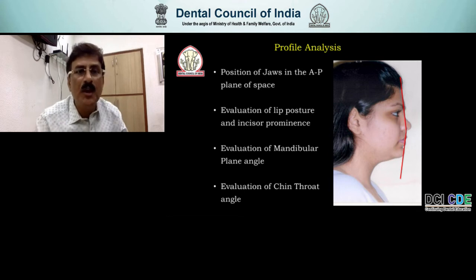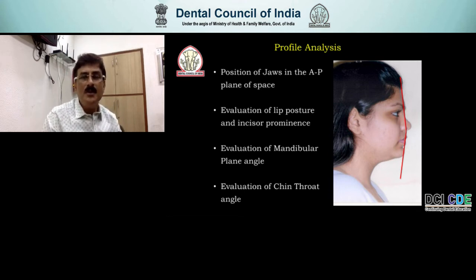Next, we move on to profile analysis to establish the anterior-posterior position of the jaws, the sagittal position of the jaws in relation to one another and to the cranial base. And we also evaluate the mandibular plane angle and evaluate this throat-chin area. Previously, this area we as orthodontists were ignoring. In fact, I was ignoring it because I thought that we would not be able to influence this to any great extent if the patient is a vertical grower. Horizontal growers, yes, you can get the mandible forward and influence the neck-chin length.